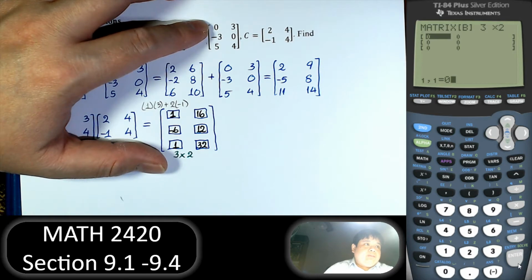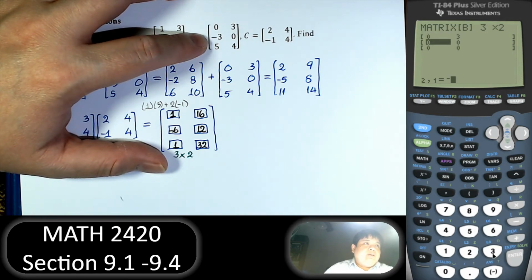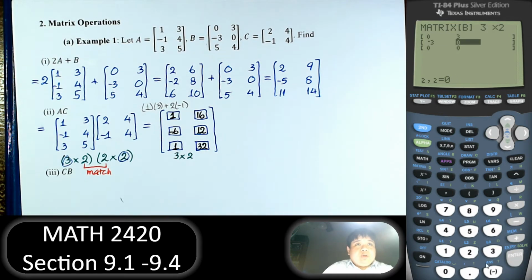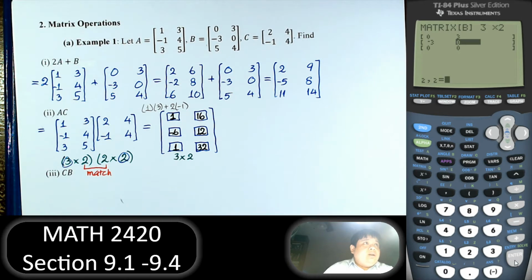So I have 0, 3, negative 3. By the way, if you use negative, use this negative. Don't use that subtract sign. Negative is here. And then 0, and then 5 and 4, which is good. Once we're done, second mode. Now go back to the matrix.